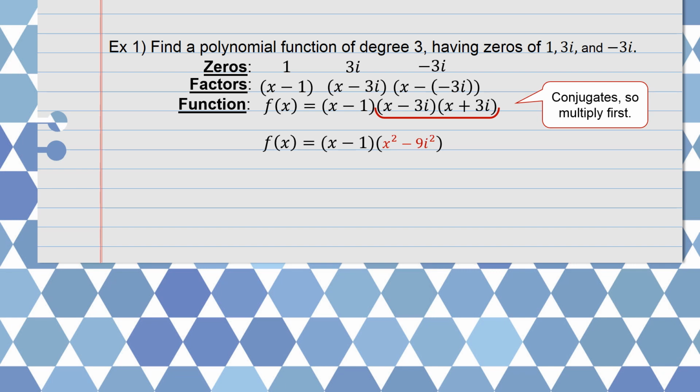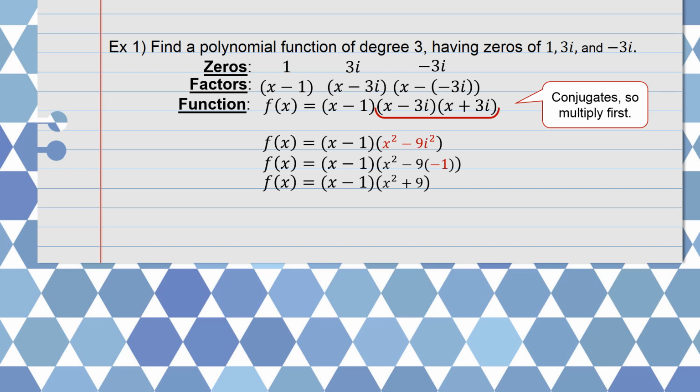As a result, hopefully you found x squared minus 9i squared. Now recall, i squared has its very own value. i squared equals negative 1. So we replace the i squared with the negative 1, and now we need to clean up that binomial. The negative 9 times the negative 1 creates a positive 9. So now we're left with x minus 1 times x squared plus 9.